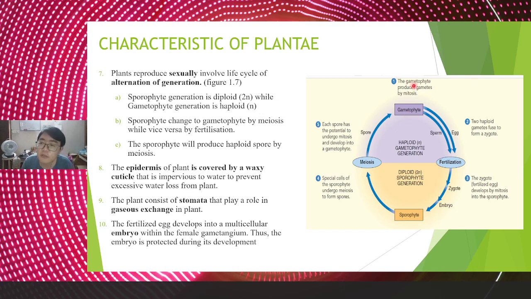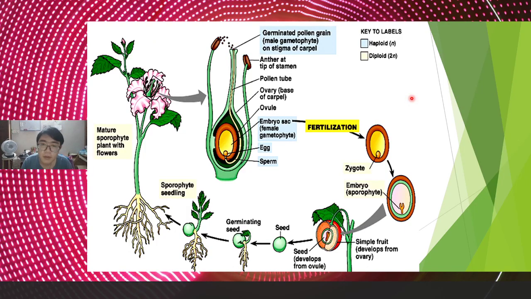So the gametophyte will produce gametes. The pollen grain actually is not a gamete. You have to know.